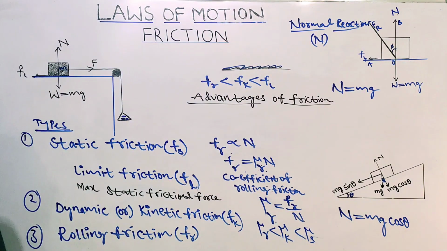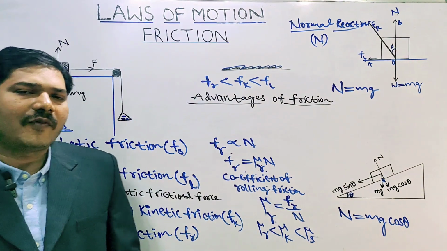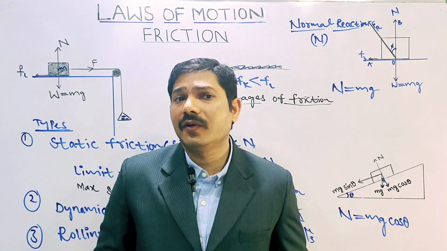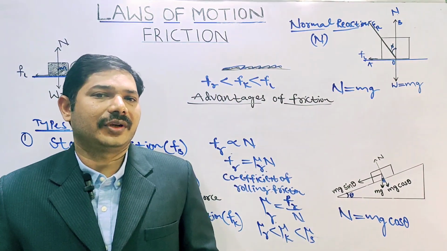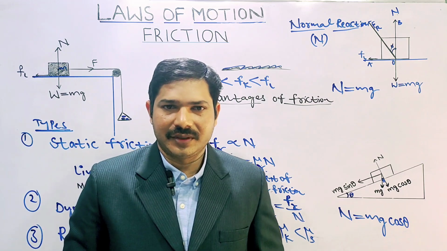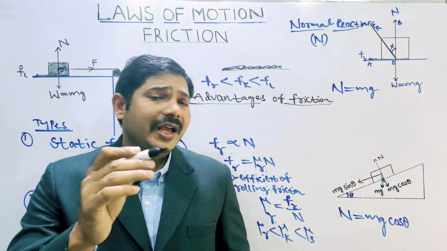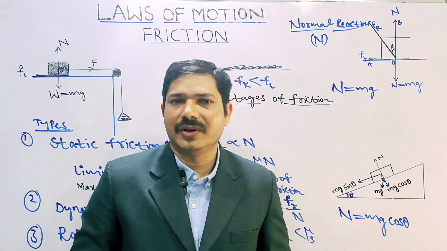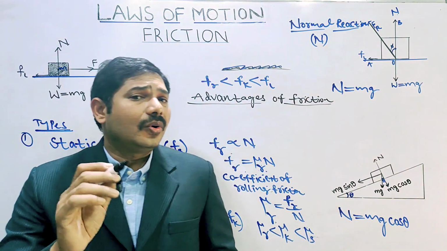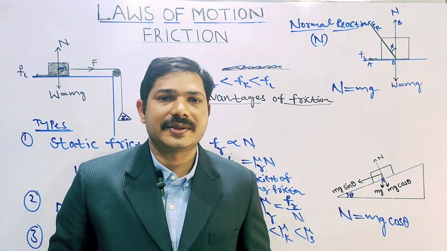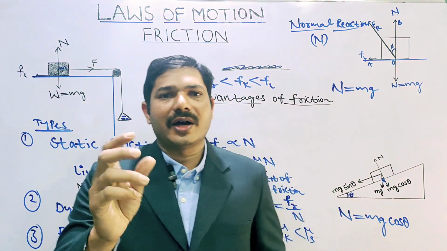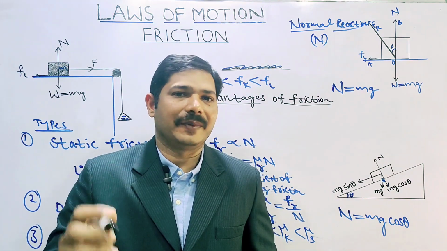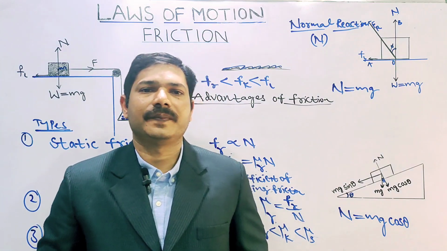So observe the advantages here. Safe walking is possible on the floor because of friction between the floor and our feet. And friction helps to hold things like a pen or a drinking water glass. To hold things, friction helps. For example, if your hand is oily, we can't write properly; we can't hold the pen properly in the first place.